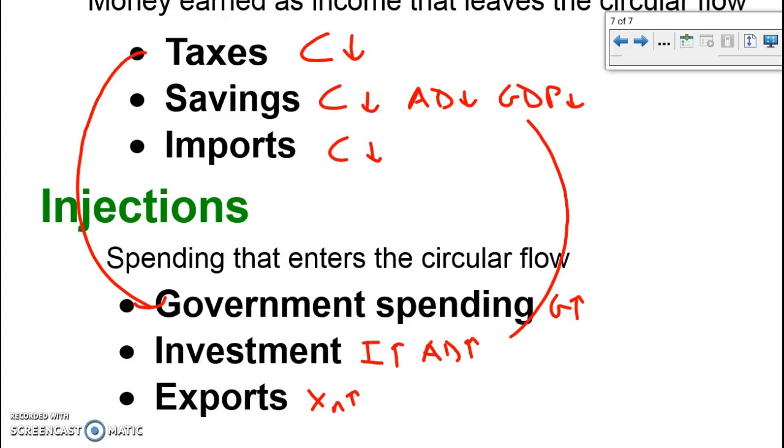The sum of taxes plus savings plus imports has to equal the sum of government spending plus investment plus exports. And that is the conclusion of the video for this week.